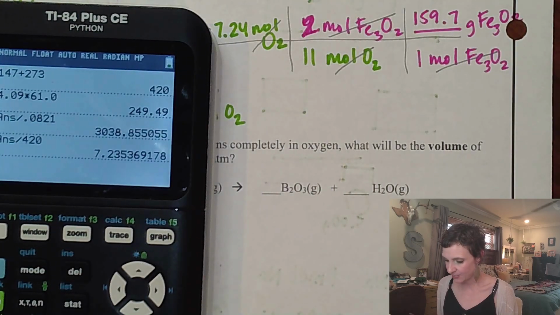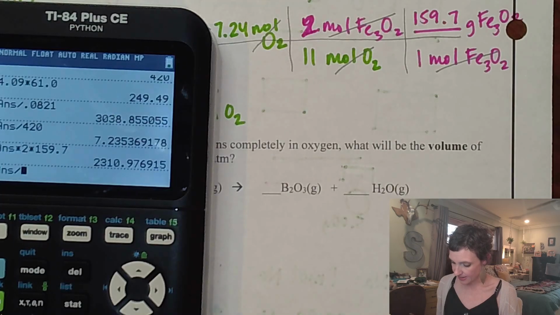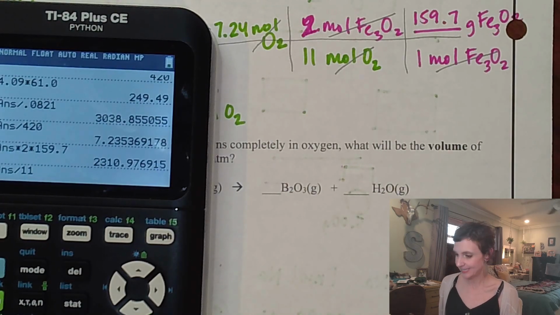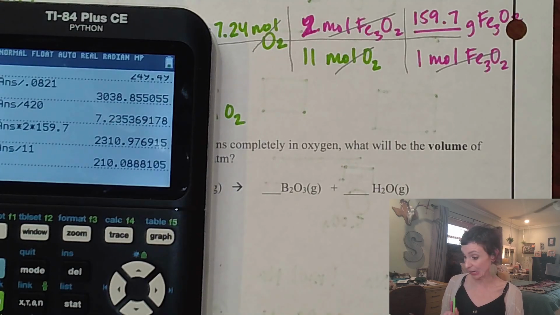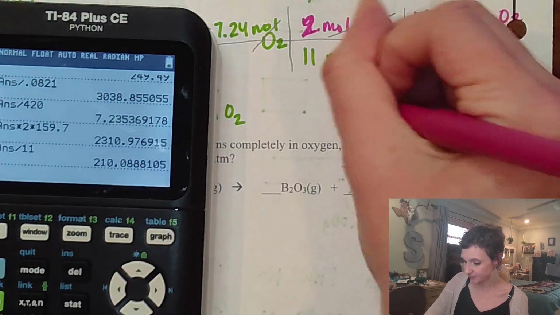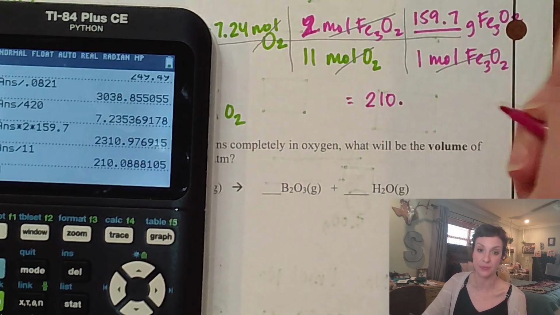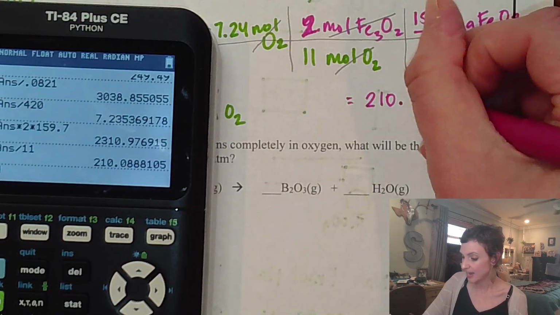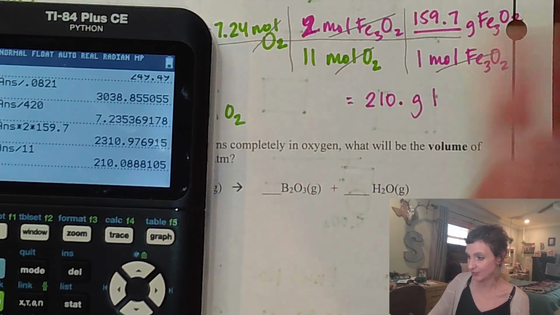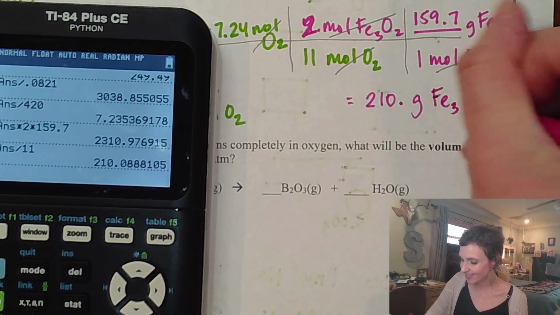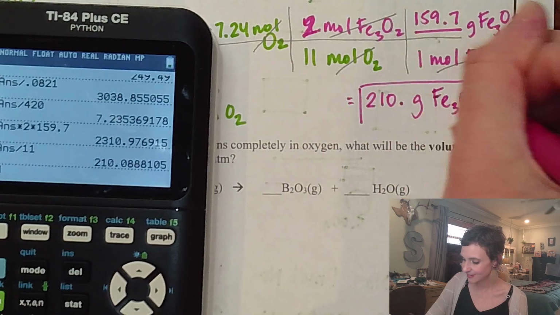So I'm going to say that number of moles times 2 times 159.7 equals, divided by 11, yes, and this is my answer. My answer, we said, is going to be rounded to 3 sig figs, since the numbers in my problem are all 3 sig figs. So my final answer is going to be 210., and that decimal is important to make that last 0 significant, and the units are the only thing I have not canceled off, grams of Fe2O3.